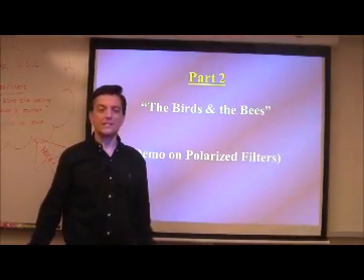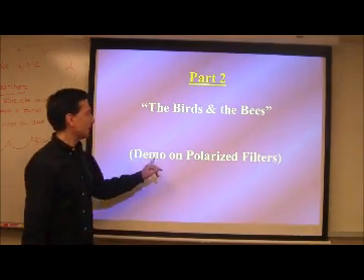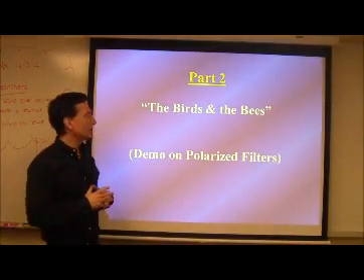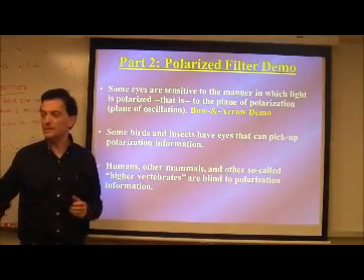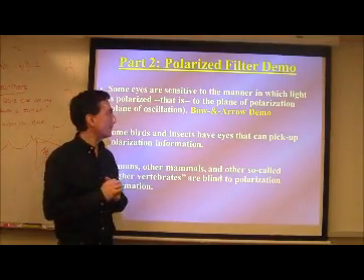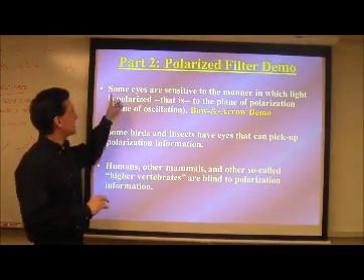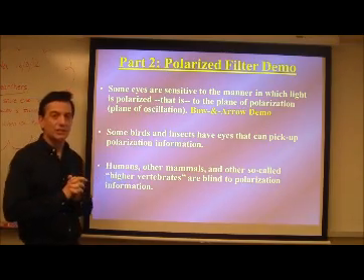Hello! In our next section, we will continue to talk about properties of light. Specifically, we'll talk about how light is polarized and how this relates to the long-standing notion of the birds and the bees. So what we can say is that some eyes, for example, eyes that might be possessed by birds or bees, are sensitive to the manner in which light is polarized, that is, to the plane of polarization.